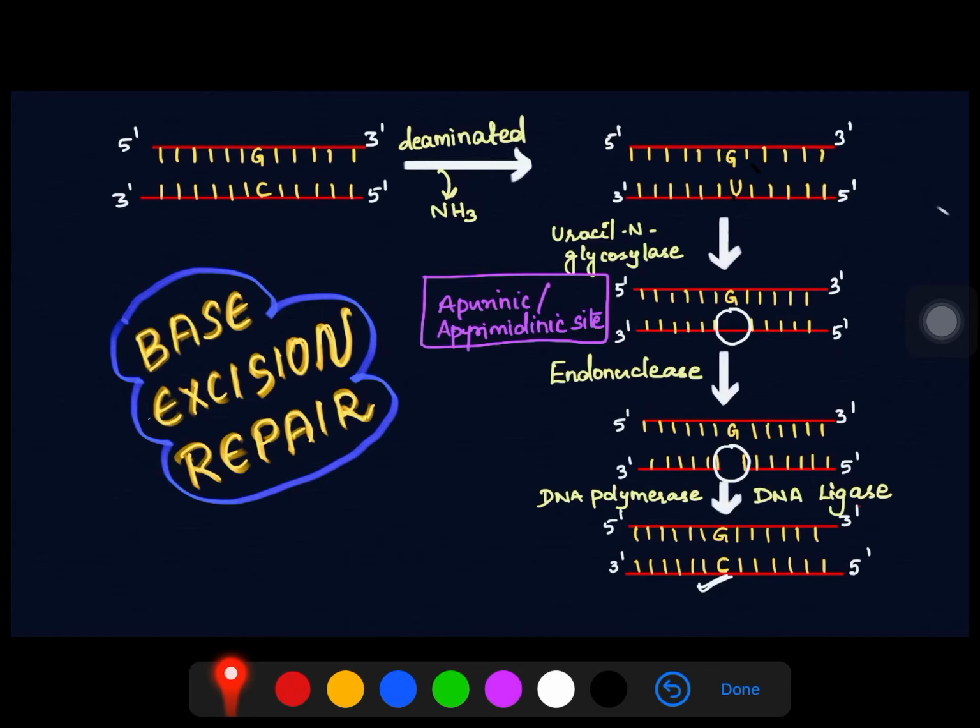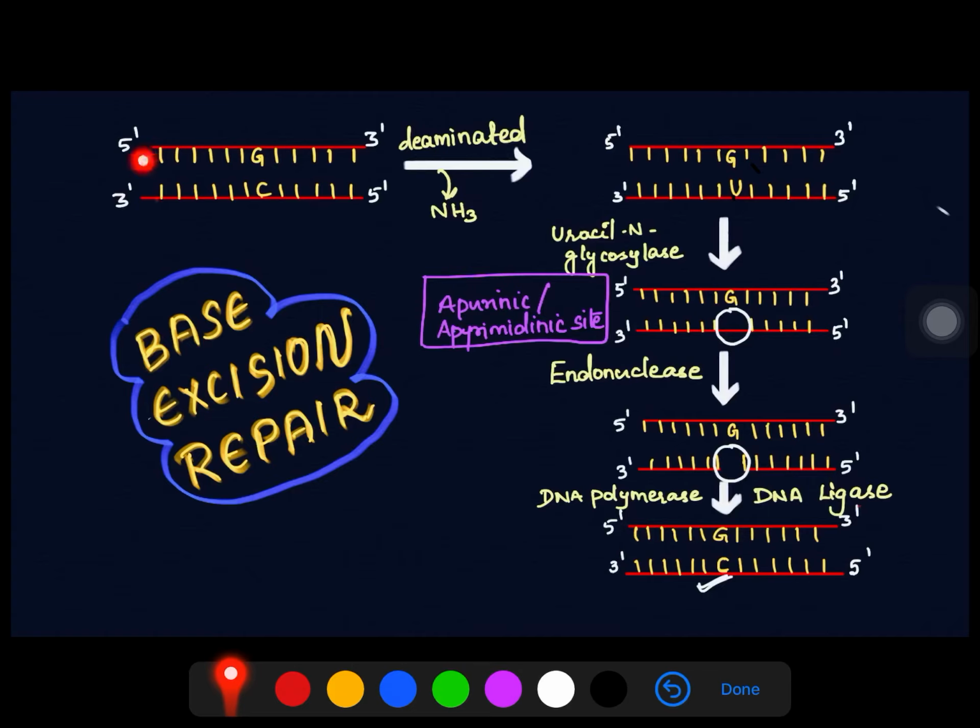So what is base excision repair? The nucleotide base which is damaged or mutated, either due to sunlight exposure or oxidative stress, is removed, and in that place the new corrected base will be attached. That is base excision repair.